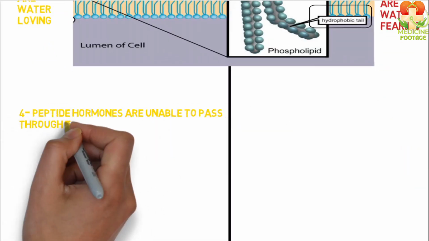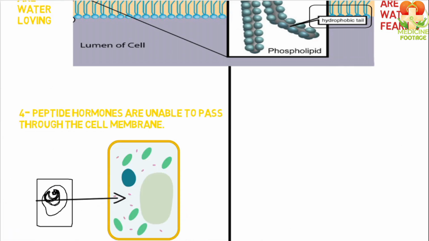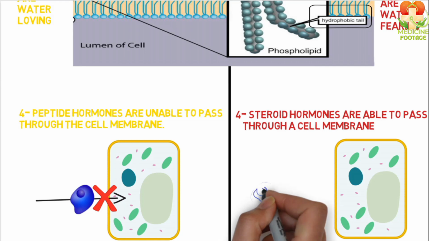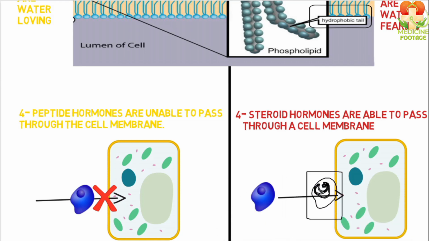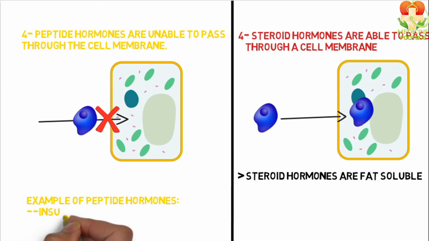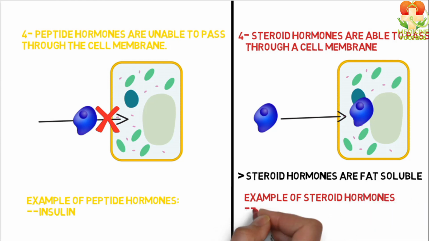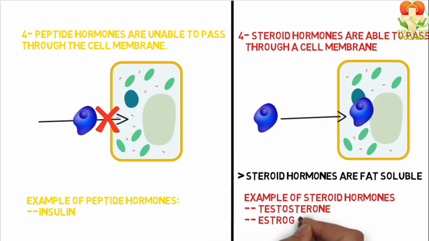For this reason, peptide hormones, being water loving, cannot cross the cell membrane. But steroid hormones can cross the cell membrane because steroid hormones are fat soluble. Now, if we talk about examples, insulin is an example of peptide hormones. But if we talk about examples of steroid hormones, then testosterone, estrogen, and progesterone are examples of steroid hormones.